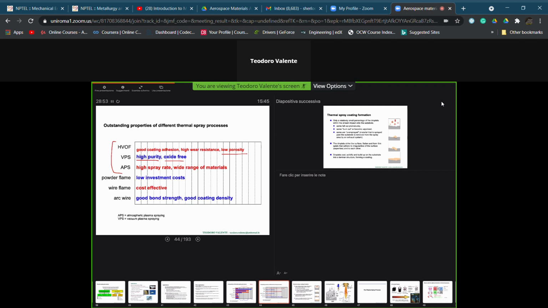For the APS, we can use a wide range of materials. We do not use this when we don't want oxides inside our coatings. And as we will see later on, this applies also to VPS. It's characterized by a high spray rate, that is high productivity, the possibility to make coatings very, very quickly.